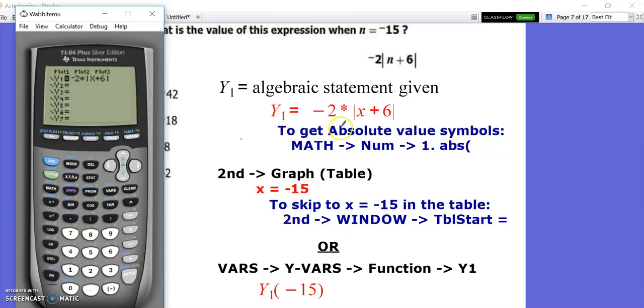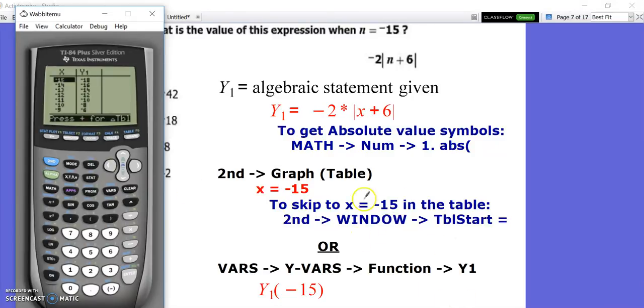Okay. Now, these steps tell you exactly what we just did, and this is exactly how we got to absolute value symbols. Next thing we need to do is go to second graph to get to the table feature. So I'm going to go to second and graph to get to the table feature. Now, I made mine start exactly on negative 15. Yours probably started on 0 or maybe even some other number.